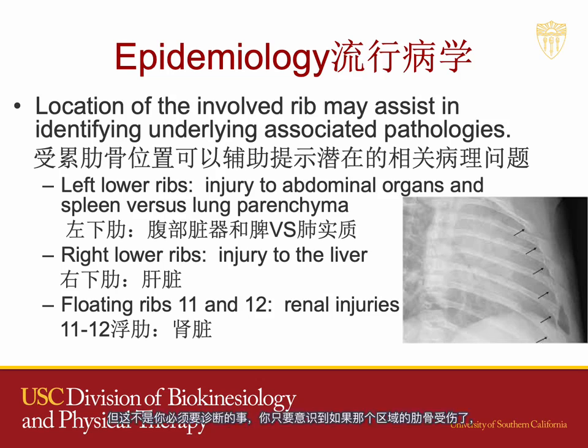So the kidneys could have injuries if those ribs 11 and 12 are injured. Again, this is not something that you have to be necessarily diagnosing, but recognizing that if there was an injury to that area and they're starting to complain of other issues, like I'm having trouble urinating, or my urine is a funny color or something like that, then you want to consider the fact that maybe there was an injury to, in that case, the kidneys.